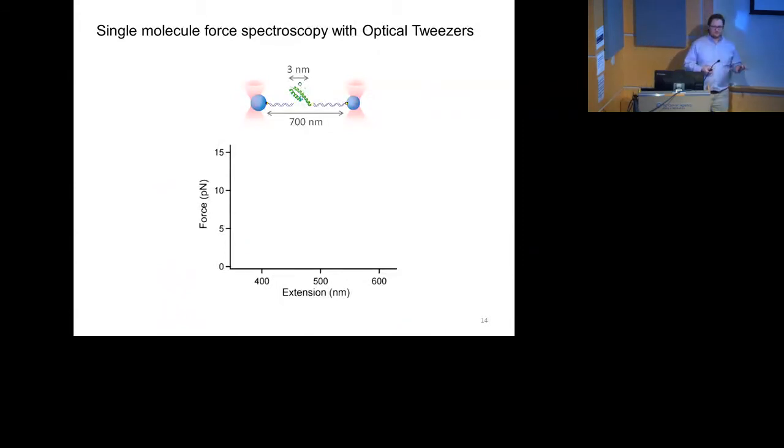Now, proteins are too small to directly trap with these optical tweezers. So instead, what you do is you trap particles, in this case polystyrene beads. And so we have two traps. These are the laser beams. These are the trapped particles.